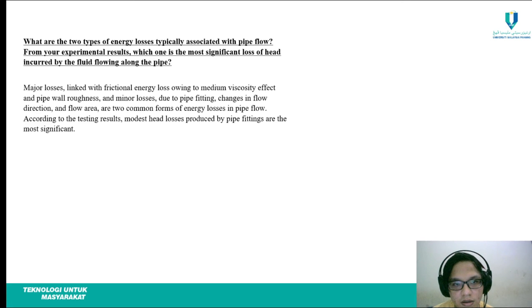So what are the two types of energy loss that are usually associated with pipe flow? Major loss is linked with friction energy loss owing to the viscosity effect of the medium and pipe wall roughness, and minor loss is due to pipe fittings, changes in flow direction, and flow area. These are two common forms of energy loss in pipe flow. Based on the testing result, major head loss modelled by pipe fittings is the most significant.